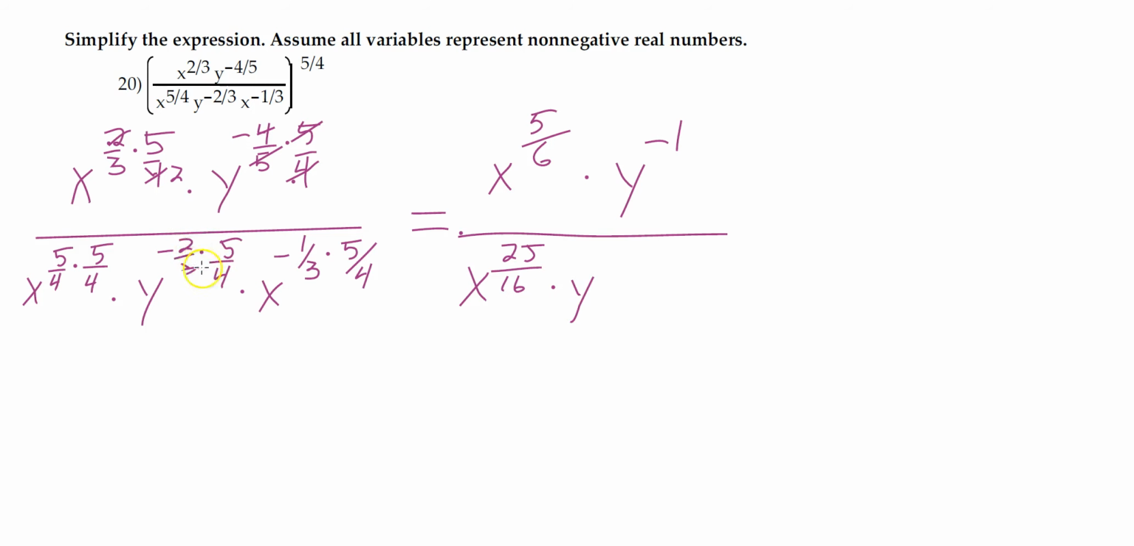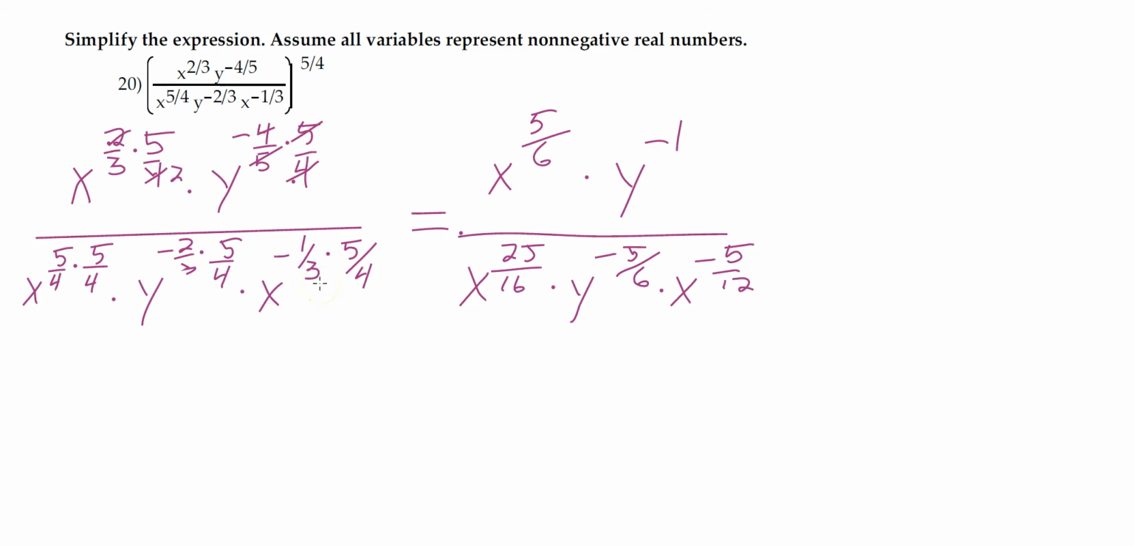We did this previously, 2/3 times 5/4. We got 5/6, but this time we have a negative sign, so this will be negative 5/6, y to the negative 5/6, and x to the negative 5/12.